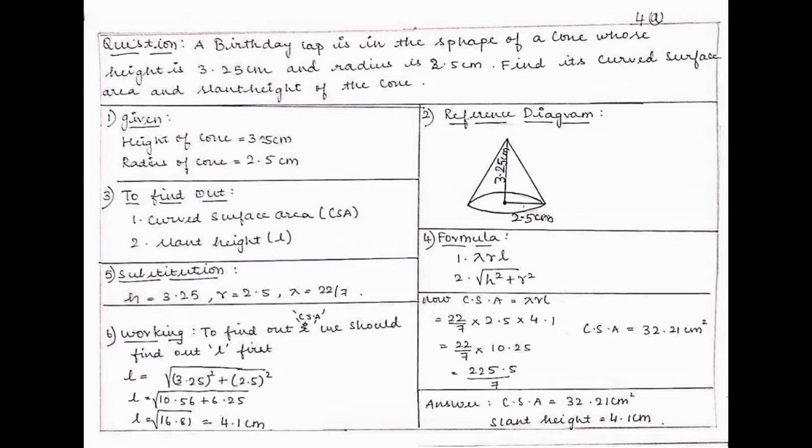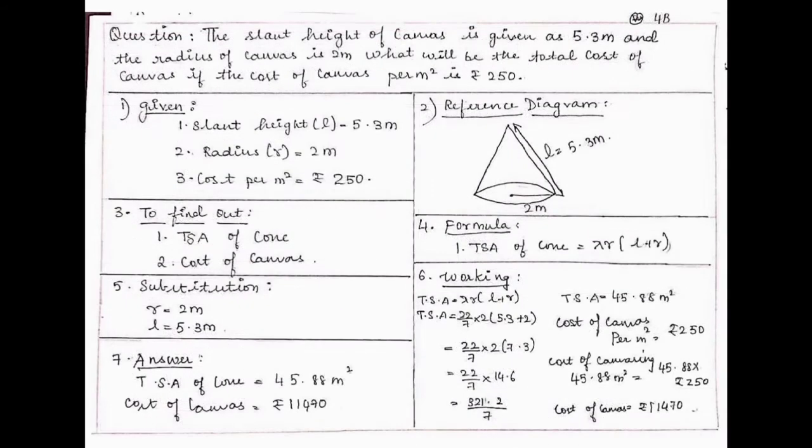Now we have to find the CSA of the cone. The CSA of a cone formula is pi RL. When you substitute the values in this formula, pi value is 22 by 7, r value is 2.5, and the slant height L is equal to 4.1 centimeter. When we multiply 22 by 7 into 2.5 into 4.1, we will get 22 by 7 into 10.25. So 22 into 10.25 is 225.5 divided by 7. When we divide, we will get CSA as 32.21. At last, the answer is: curved surface area is 32.21 centimeter square and the slant height is 4.1 centimeter.